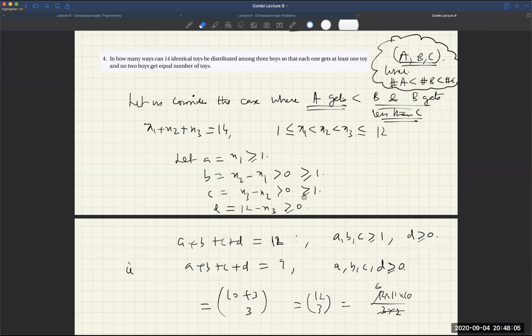12C2 is the total number of possibilities. That comes out to be 66, and there are 6 possibilities where 2 can be equal. There is no possibility where all 3 can be equal. So 66 minus 6, we get 60. Your approach is correct, but it is not what I am doing here. You get me what I'm saying?